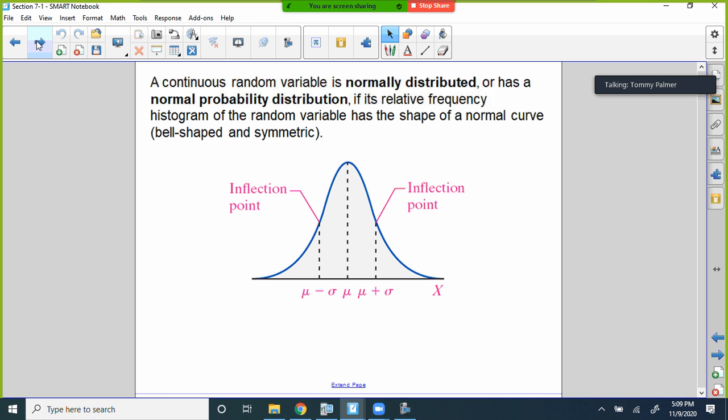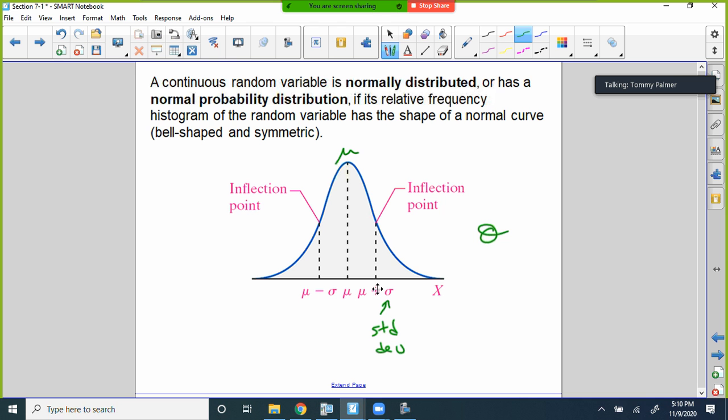So you say, what's the shape of a normal curve? Well, it's a bell-shaped or symmetrical curve, and that's what it looks like. So you'll have the mean, which is right smack dab in the middle, right? Here's the mean, and then you've got inflection points. Now this is 1 plus the standard deviation, right? So that's the standard deviation. Okay?